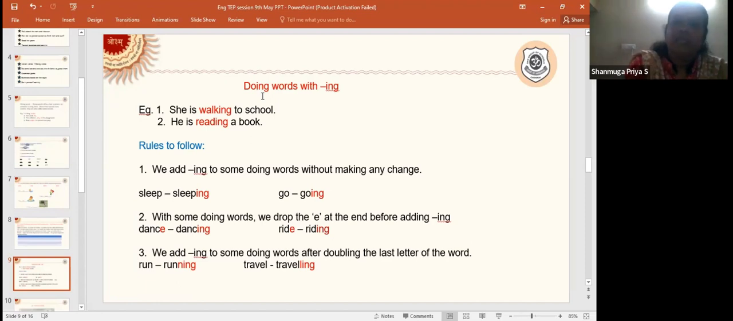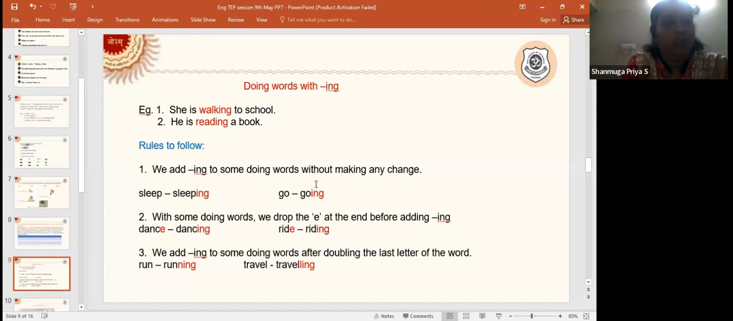Just add ing to the doing verbs, along with is, am, are, was, or were. So we can just teach them initially to add ing to the verb, and there are certain rules to follow in this. For example, we add ing to some doing words without making any change. For example, sleep, sleeping, go, going.